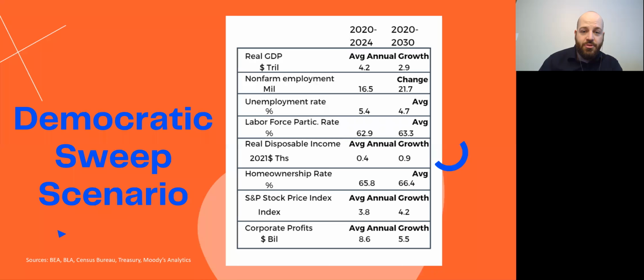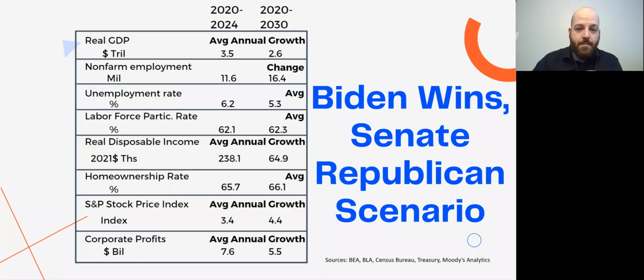But what we're going to be going through here, this graph that I'm showing you was actually for a Democratic sweep. Now, this graph that I'm showing you here is Biden wins, Senate is controlled by Republicans. That's the scenario here. So what are we expecting? I encourage you to read through this. You can pause and look at the graph. These are projections here. But let me break it down for you.